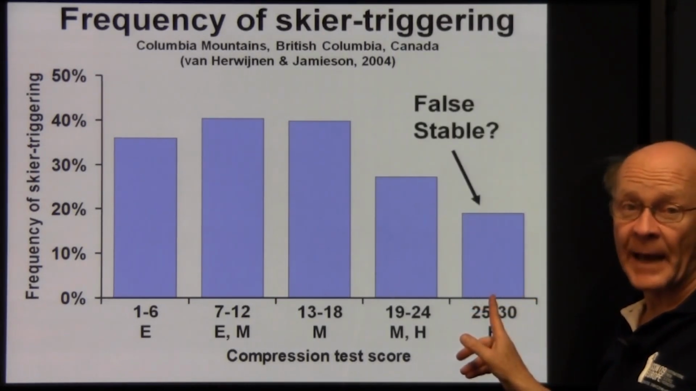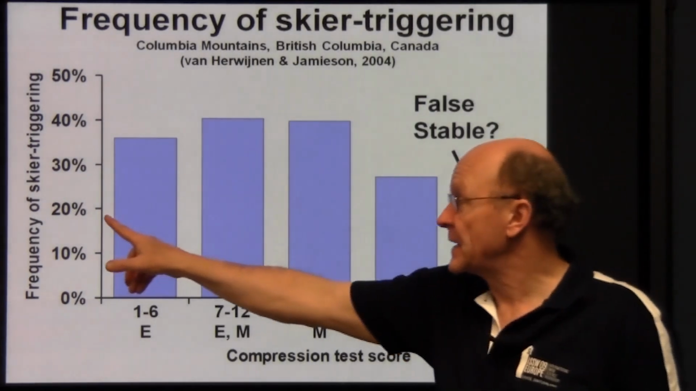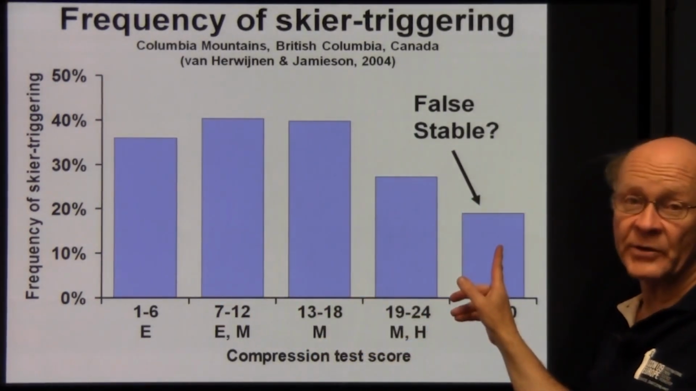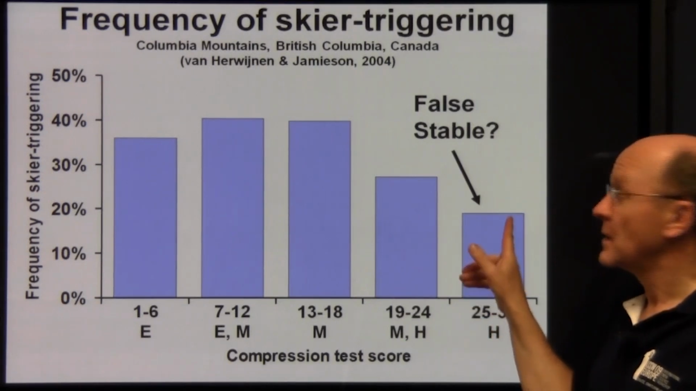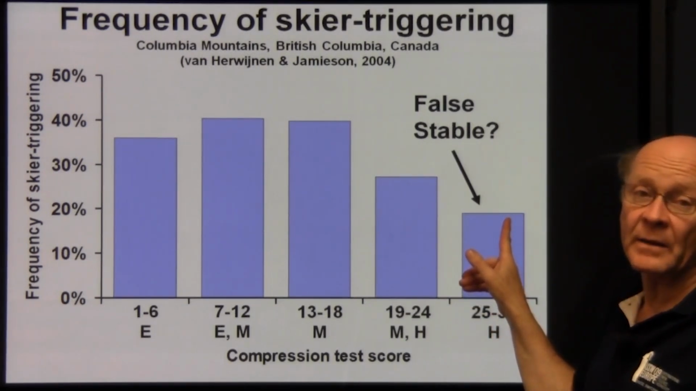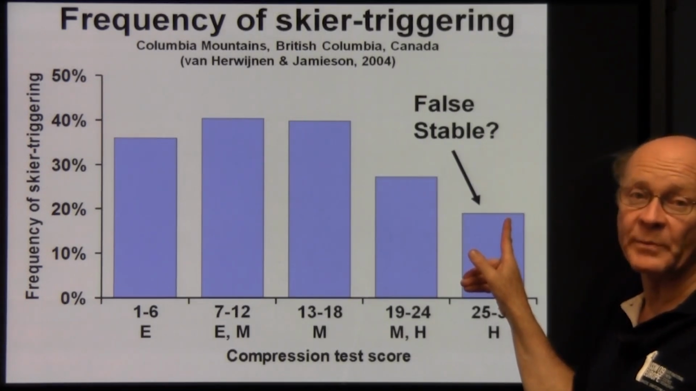For the last 6 taps, we see about 18% of the adjacent slopes being skier triggered. These could be considered false stables because we've applied a lot of force, we're on our last 6 taps, and we are seeing an indication of stability, and yet we're seeing 18% of the adjacent slopes being skier triggered.